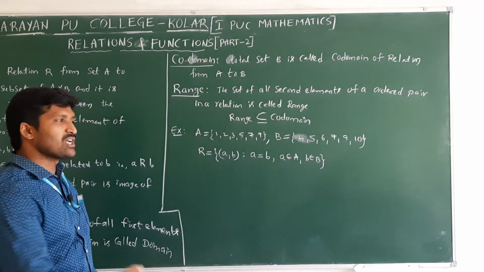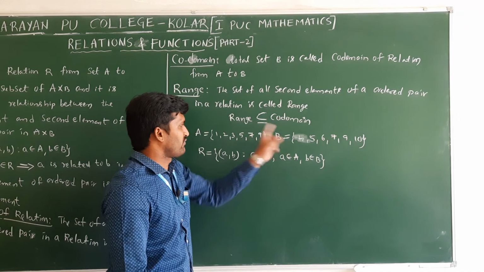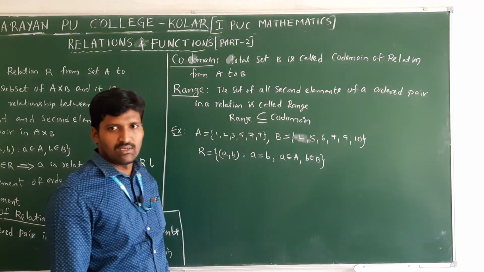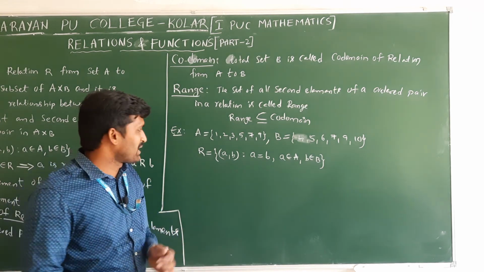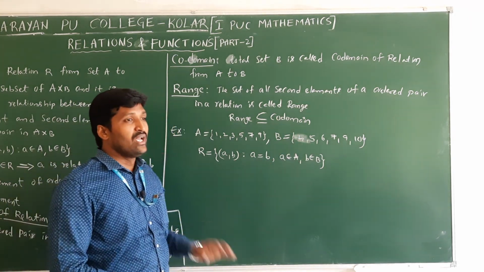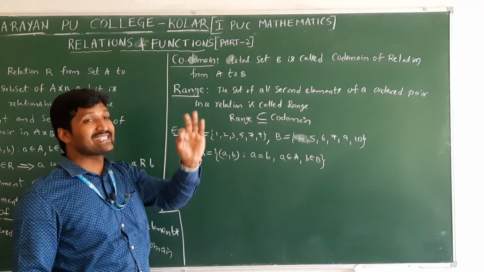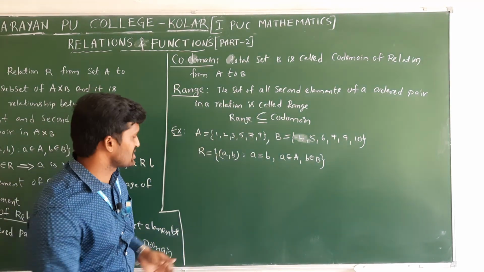Now, A cross B means all combinations will come: 1,4; 1,5; 1,6; 1,7; 1,9; 1,10, like that with two combinations. What is that? A cross B. But in a relation we are not taking all ordered pairs. Which elements of A and B satisfy this relation? Only those we take as ordered pairs in the relation.